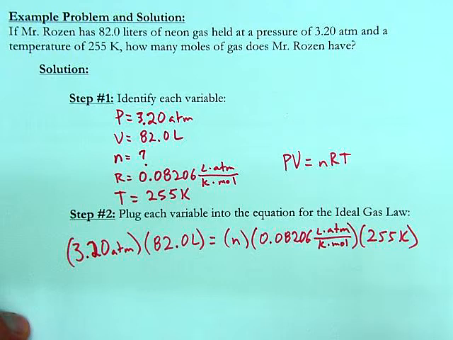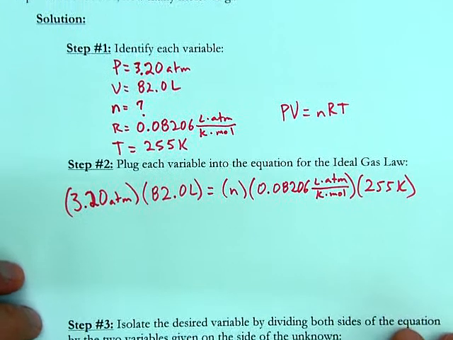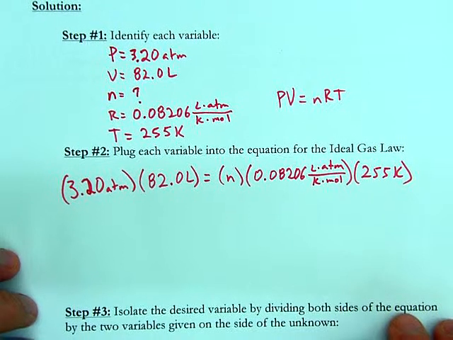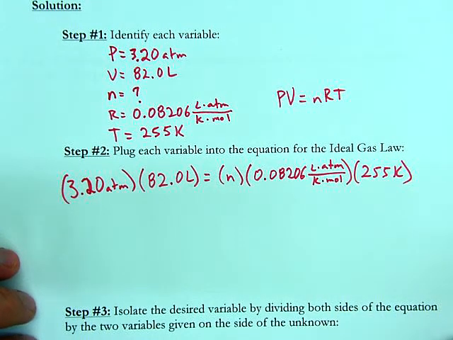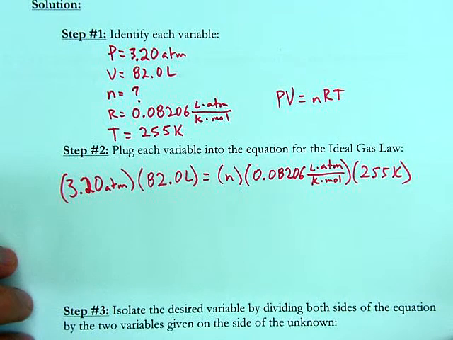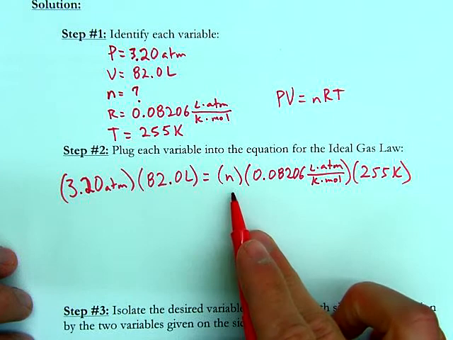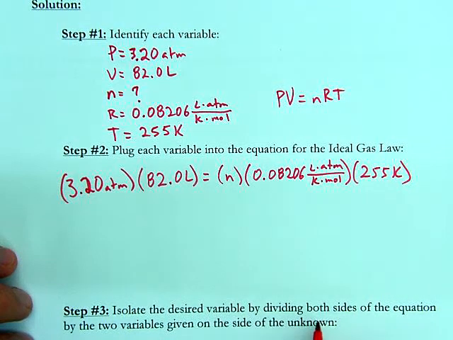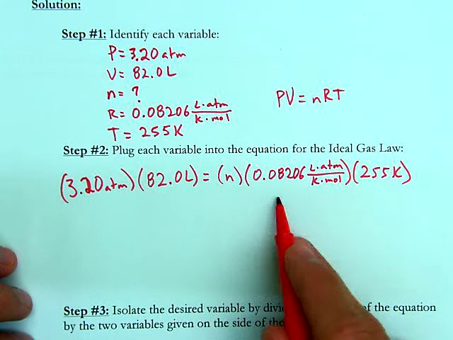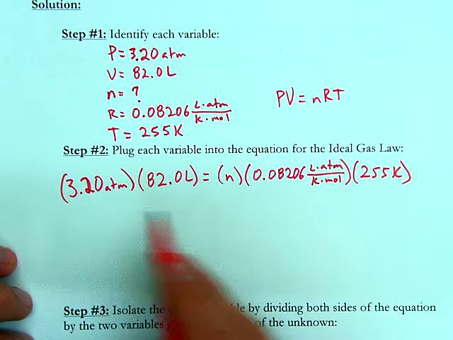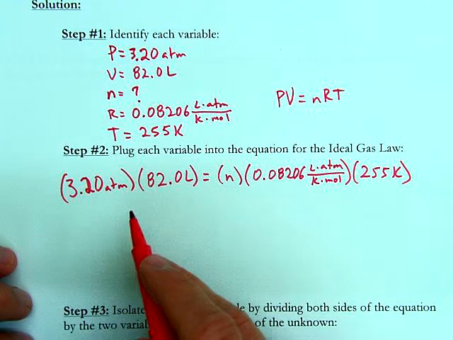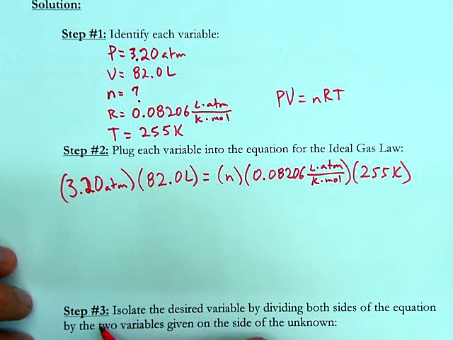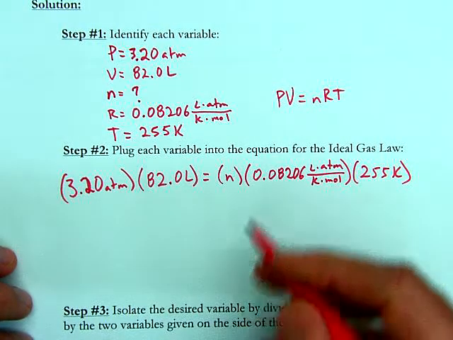Step 3 is to isolate the desired variable, which in this case is n. It says by dividing both sides of the equation by the two variables on the given side of the unknown. Well, in this example, we have two variables on the given side of the unknown, but if it was on the other side, then you would just have one. So we could just say by the variable or variables.